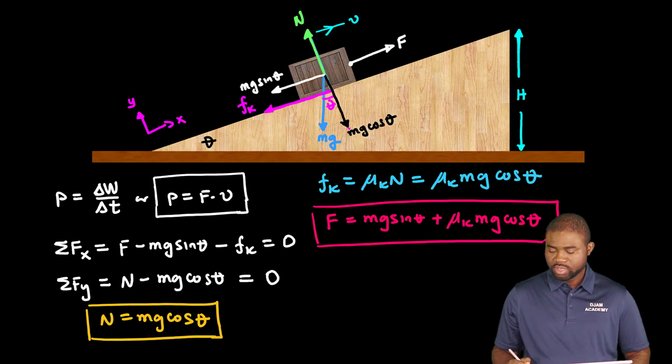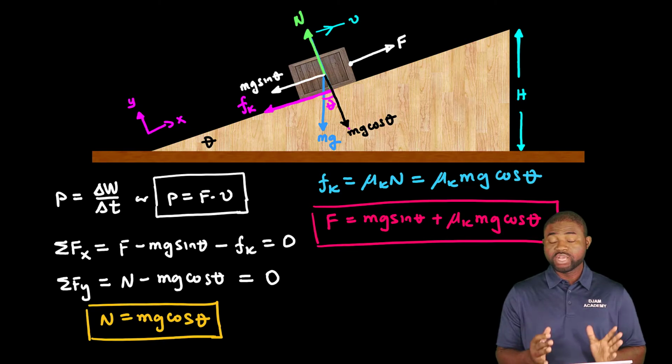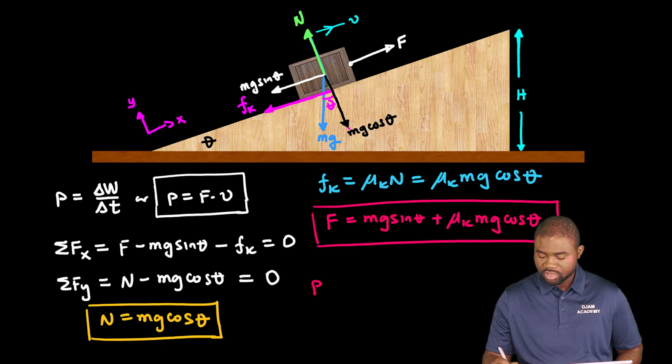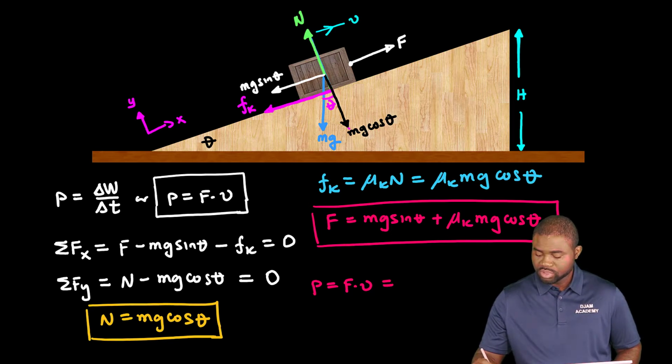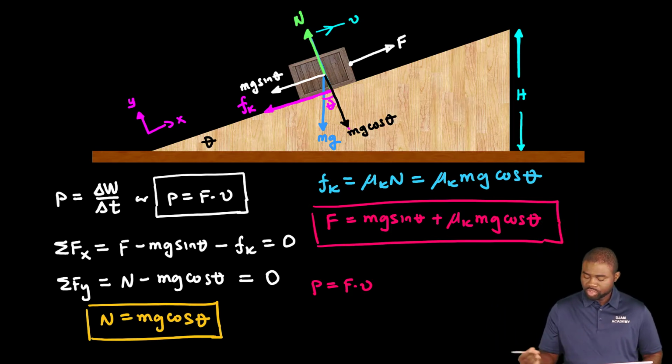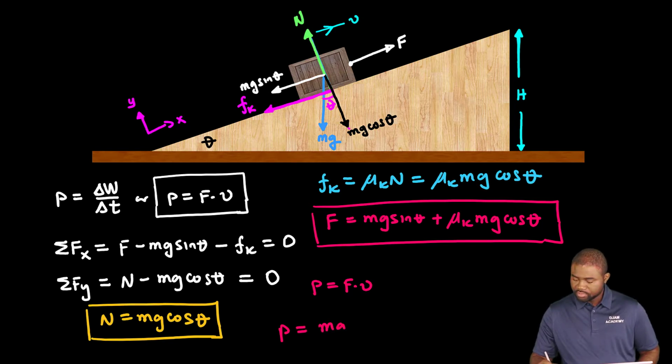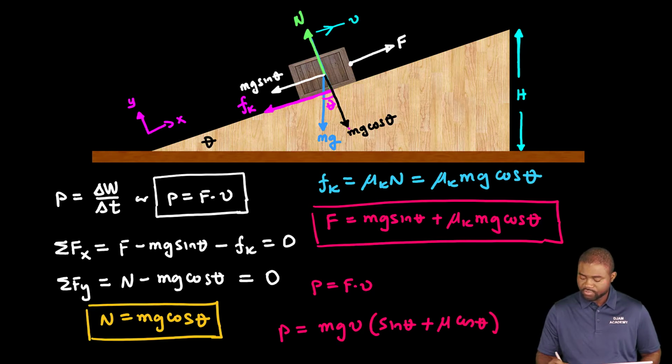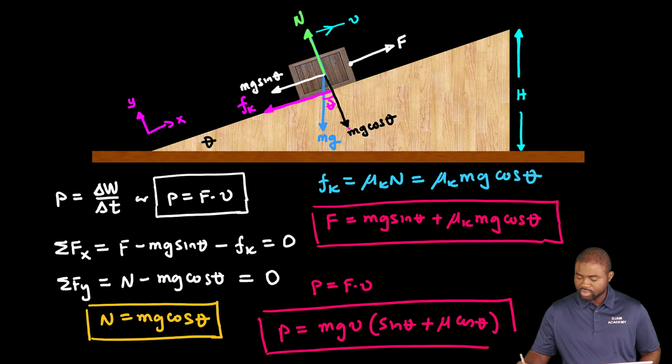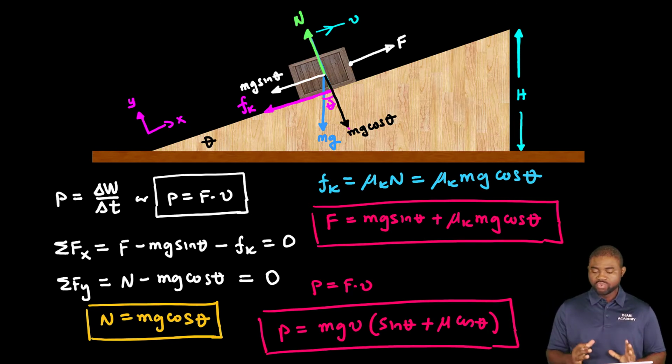Now the question is, we need to calculate the rate at which this force F is doing work. So P is equal to F multiplied by v, which will imply that P is equal to mgv (sine theta plus mu cosine theta). This represents the rate at which the force F is doing work on the box.